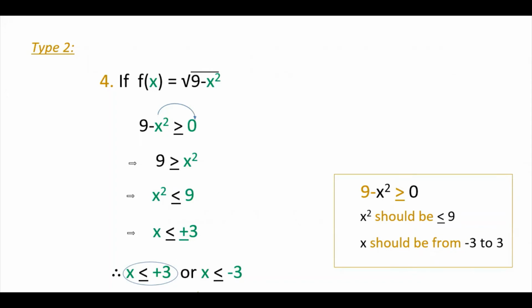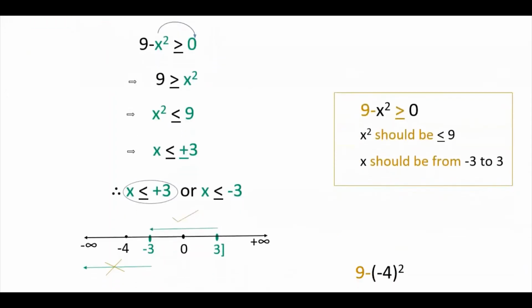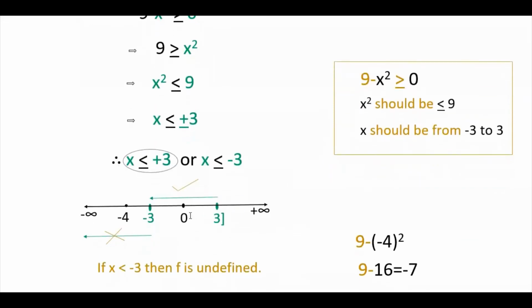Here in this case, you are getting two cases. See here, either x is less than or equal to plus 3 or x is less than or equal to minus 3. So you have to check whether these two cases satisfy this function or not. For this, first write 9 minus x square is greater than or equal to 0. Here you are subtracting x square from 9. So x square should be less than or equal to 9.